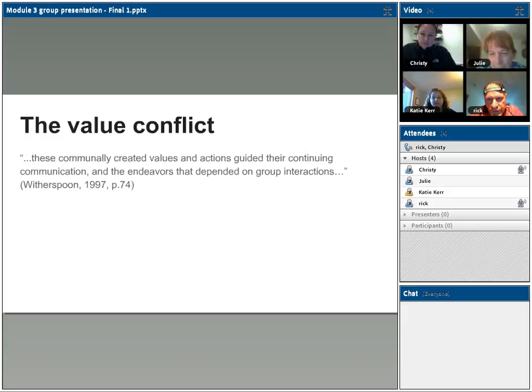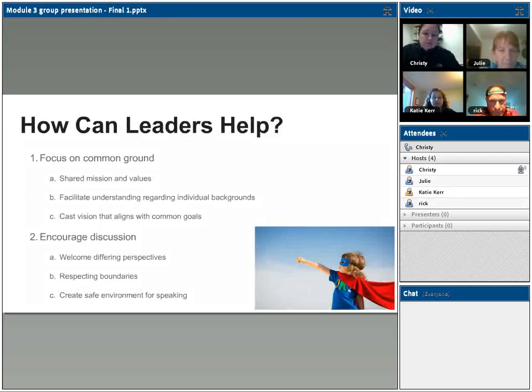Our presentation will focus on how leaders can facilitate conversations when group members hold different values. How can leaders help? One, they can focus on common ground, taking a look at the shared mission and values, facilitate understanding regarding individual backgrounds, and cast vision that aligns with common goals. And two, encourage discussion by welcoming different perspectives, of course respecting boundaries, and creating a safe environment for speaking.